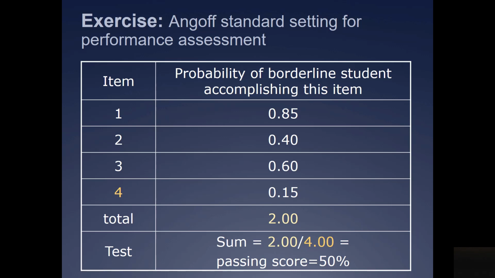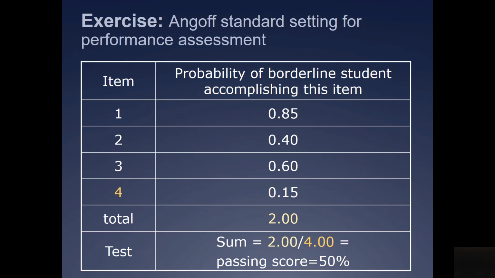Scrolling down these numbers, we see that number 4 is likely the most difficult. This particular judge, if this were me, is not confident that many of these borderline students would pass item 4, and in fact, only 15%. So then we have that. What we do is we sum these. I've added all of these probabilities up, and the sum is 2. We divide it by the total number of items, which is 4. And the passing score that I project for this borderline student, a minimally competent student, is 50%.